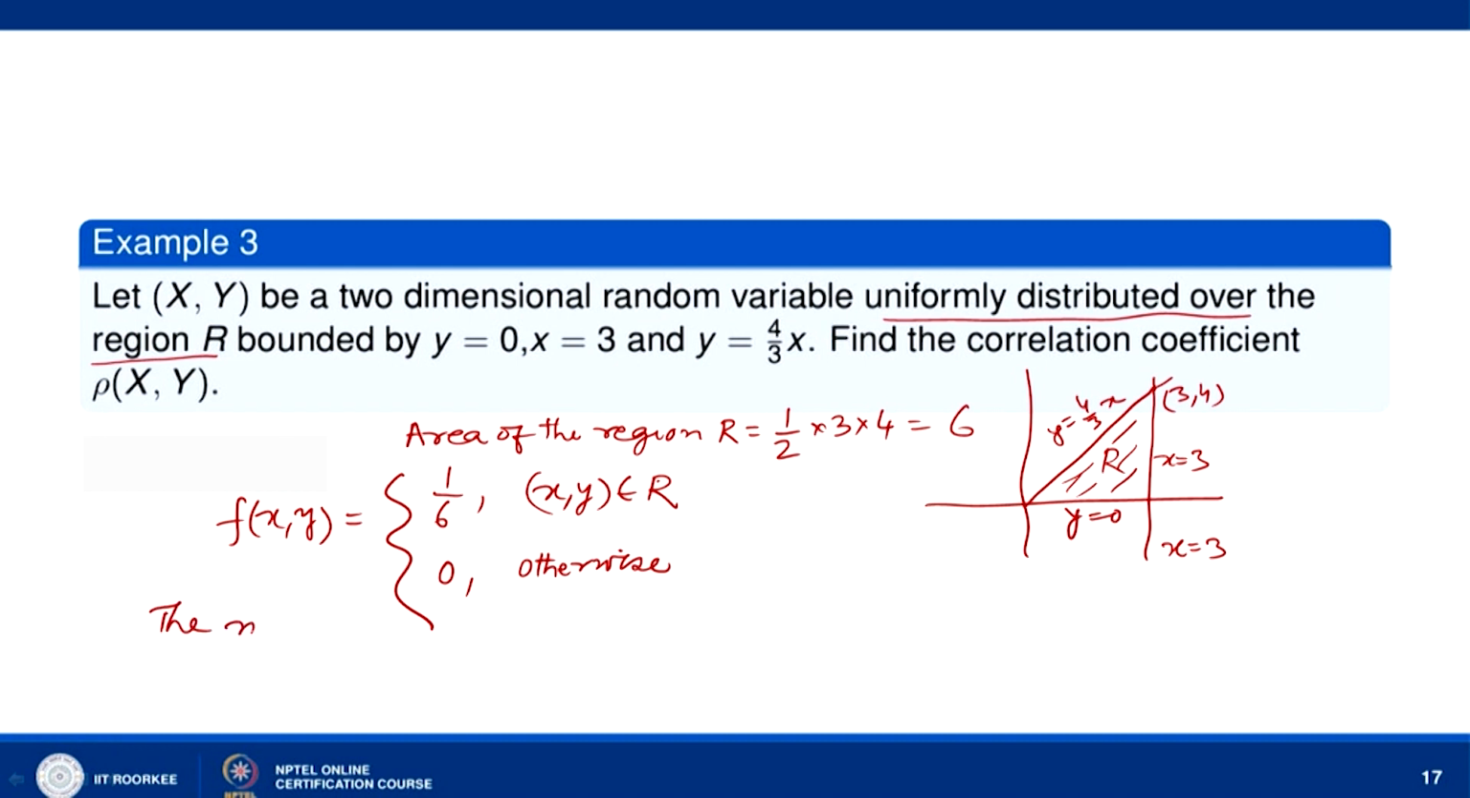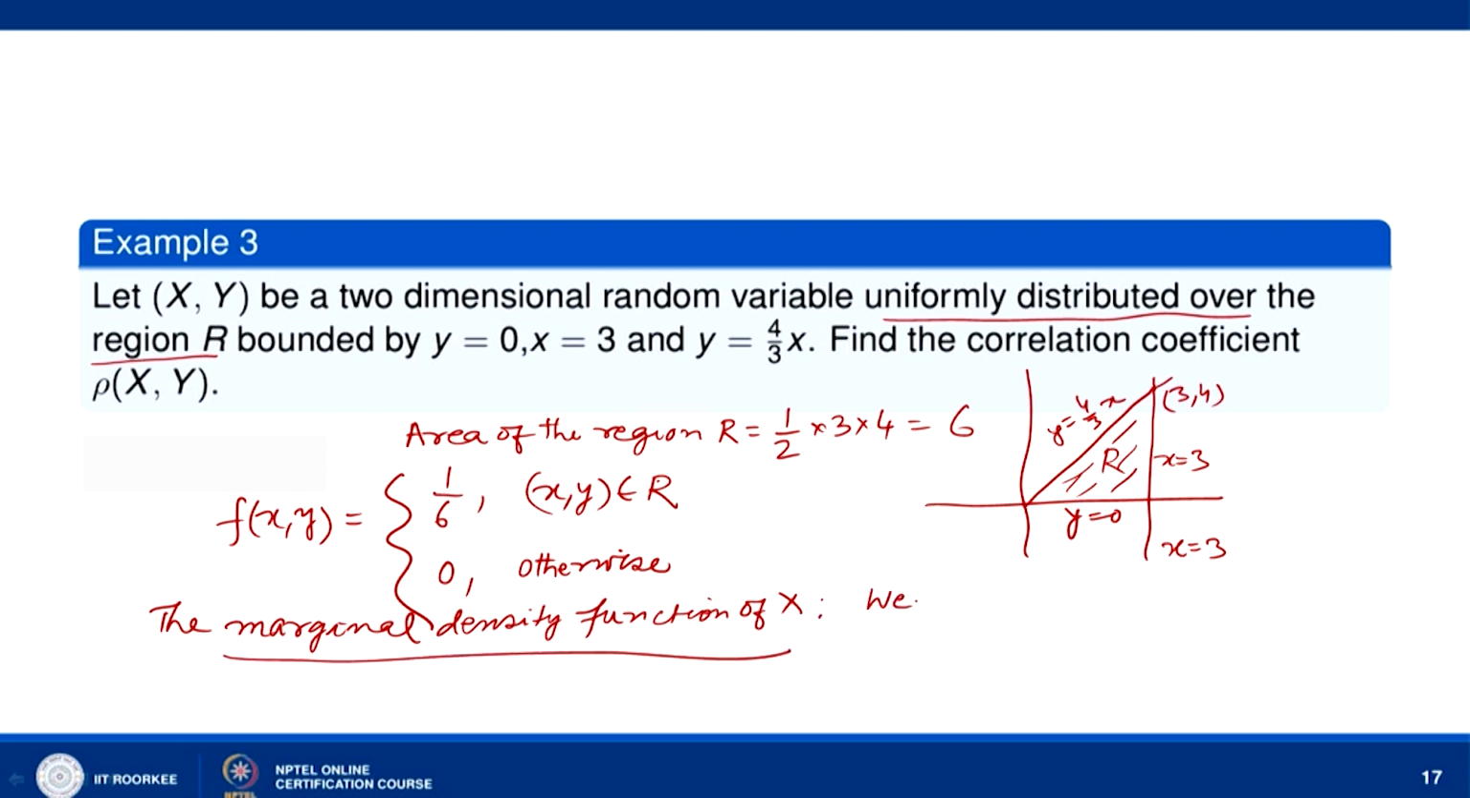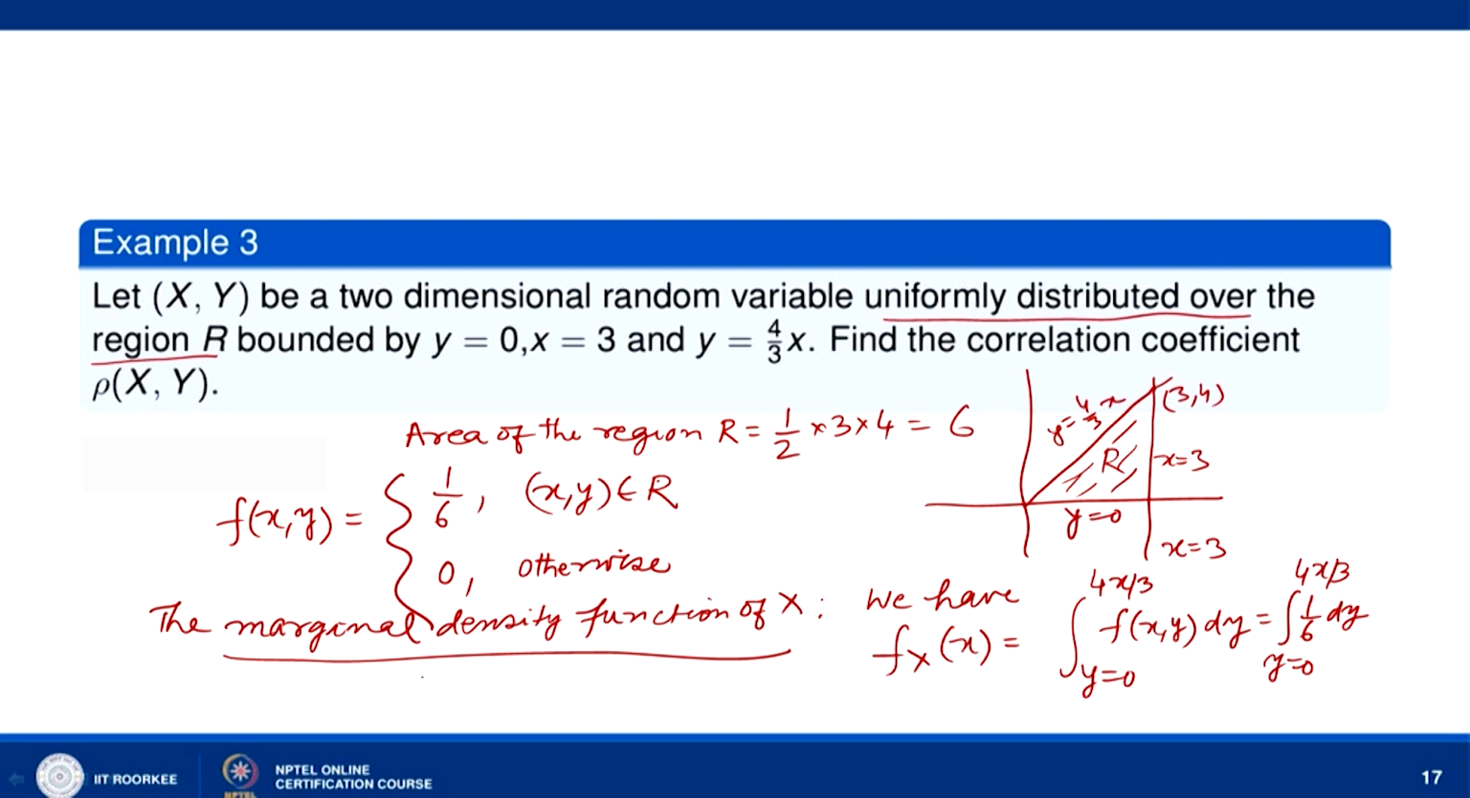The marginal density function of x, let us find first. So, we have f_X(x) equal to the integral of f(x,y) dy, where y varies from 0 to 4x/3. This is the probability that X takes the value x. So, this is equal to the integral from 0 to 4x/3 of 1/6 dy.